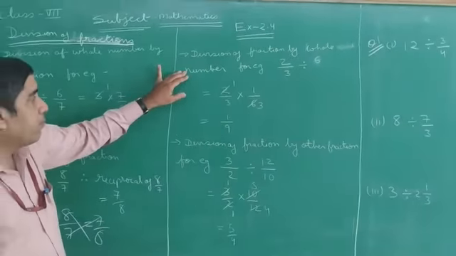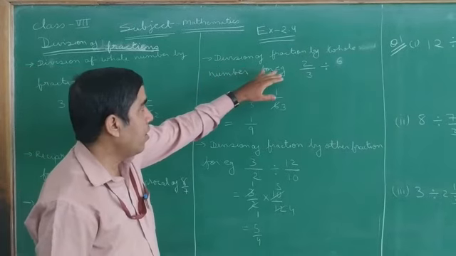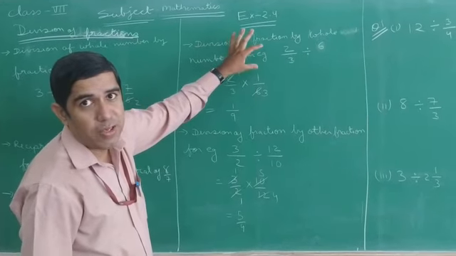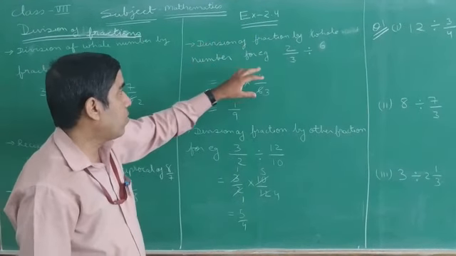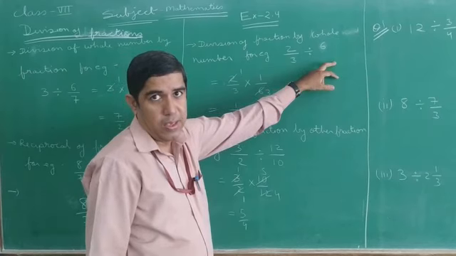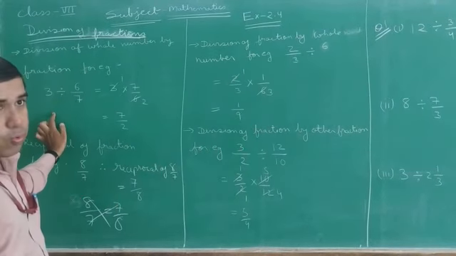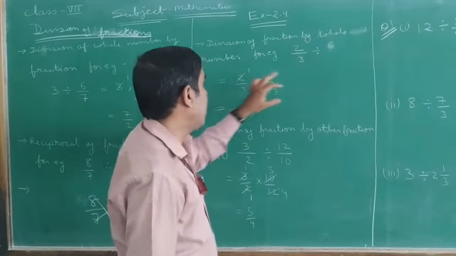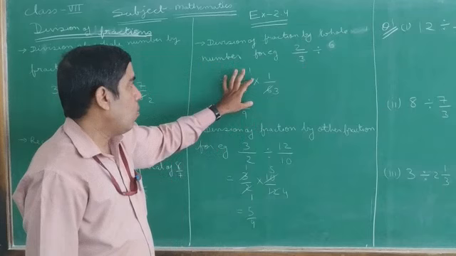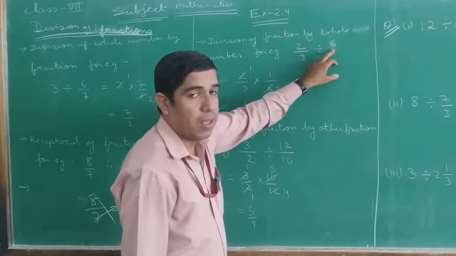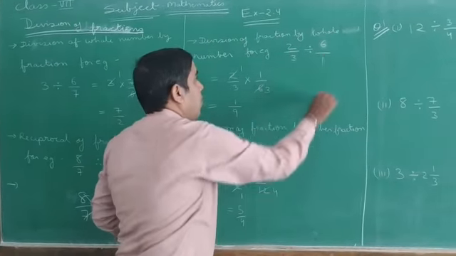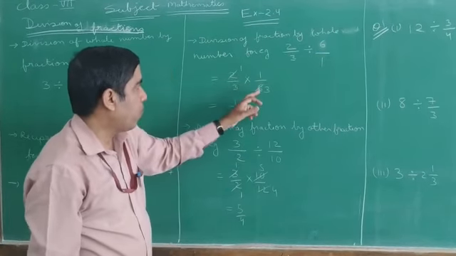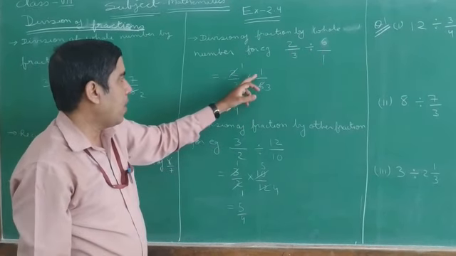Now the next point, division of a fraction by a whole number. Now the first number is a fraction, the second is a whole number. You can see 2 by 3 divided by 6. Earlier it was a whole number first, but now it is a fraction first. So 2 by 3, now I will take the reciprocal of 6. The reciprocal of 6, which is 6 by 1, becomes 1 by 6. So 2 by 3 multiplied by 1 by 6.